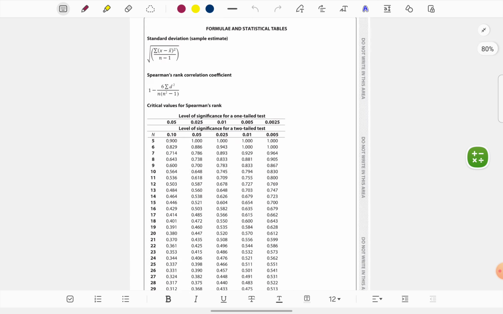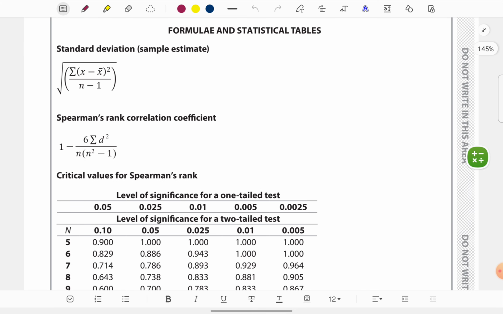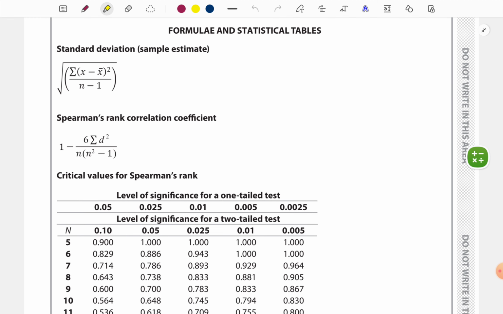On the screen right now I have, from one past paper, how the formulas are given in the question paper. So what you're seeing on the screen is a sample of a question paper in which they have given the formula for Spearman's rank order coefficient. As mentioned in the specification, you need not memorize it because it is there in the paper.